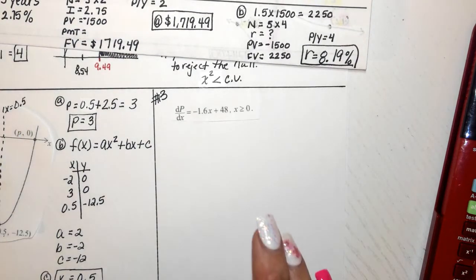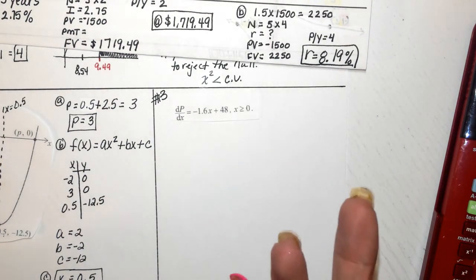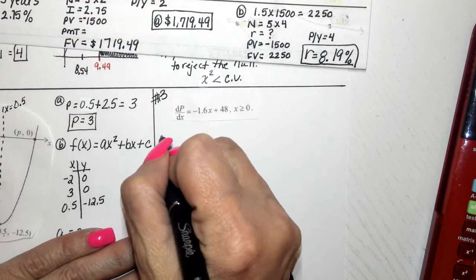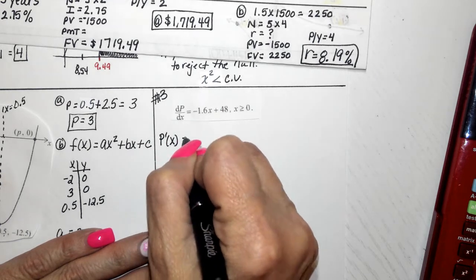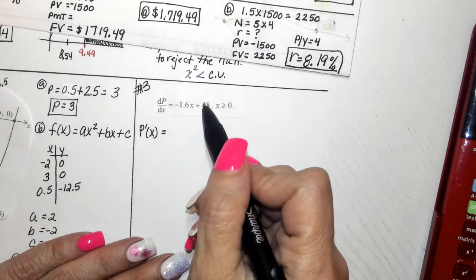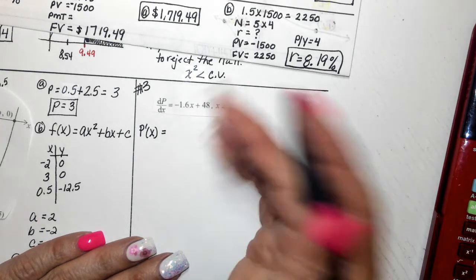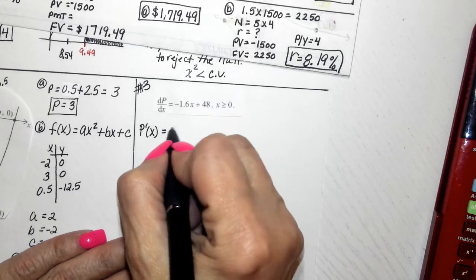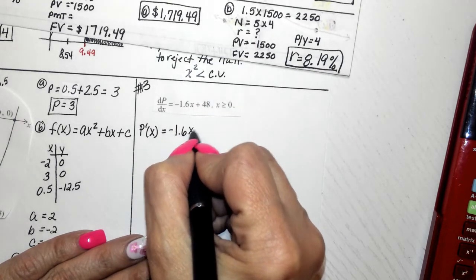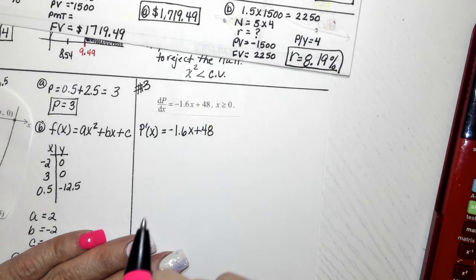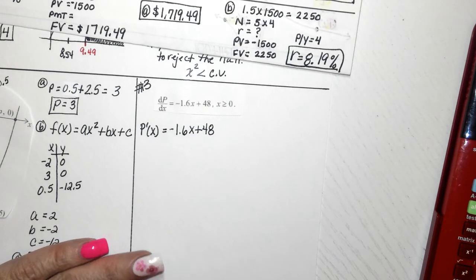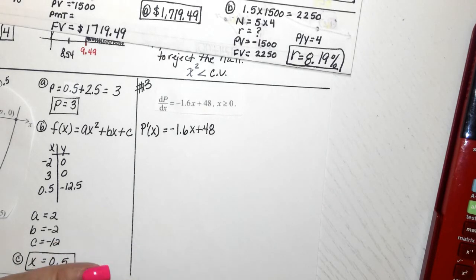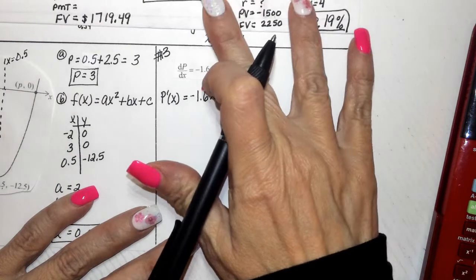Last one. So on this one, the first thing you had to do was find the derivative, p prime of x, right? The derivative with respect to x. So p prime of x is -1.6x plus 48. Well, oh, that was the derivative. Sorry. Next, find an expression for p in terms of x. I'm finding the antiderivative. I did not catch that.